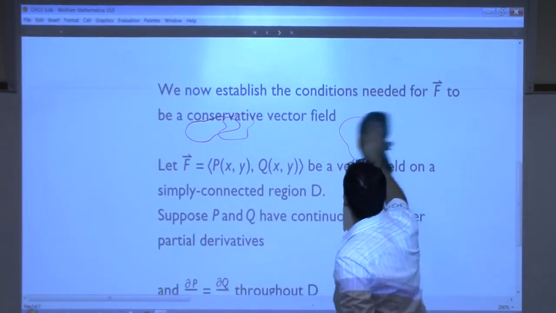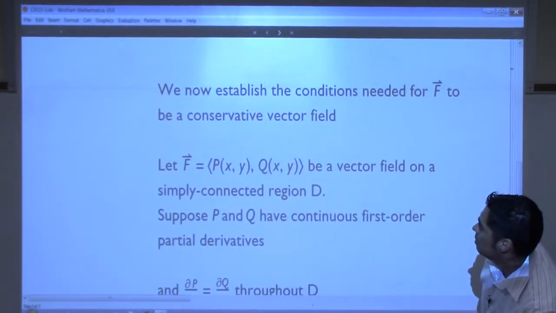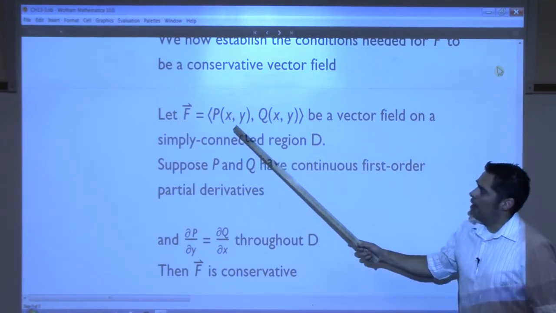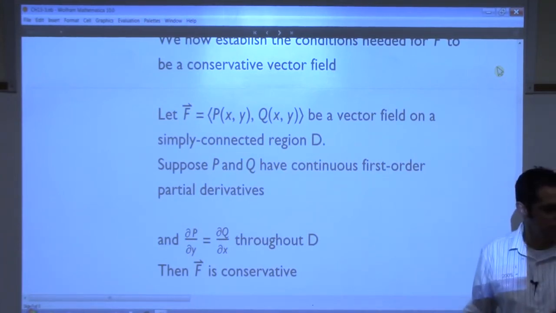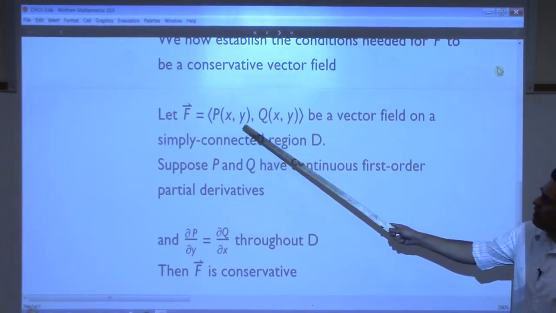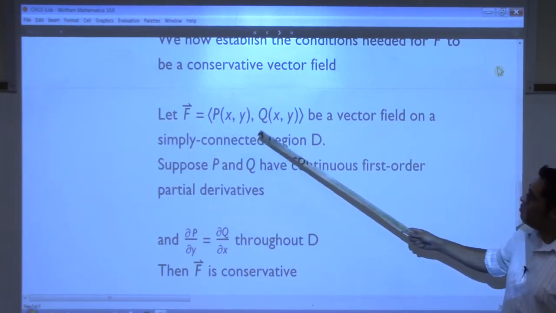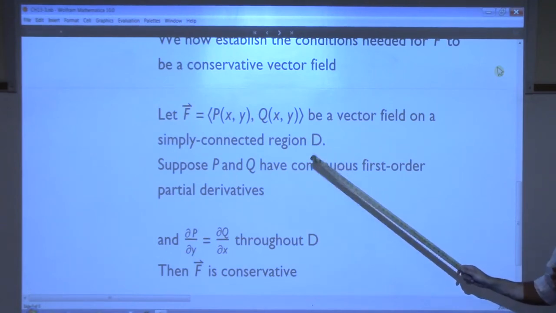What do we need to be able to say that a vector field F is conservative, which is a very strong condition? First of all, let the vector field have two components. Right now we're looking at only vector fields that are two-dimensional. You'll have to wait for a few sections before we show you how to do it for three-dimensional vector fields. Let's call the first function P of x, y, because it could have x's and y's in it. We'll call the second function Q of x, y. Let that be a vector field on a simply connected region D. It has to be a simply connected region for this to work.